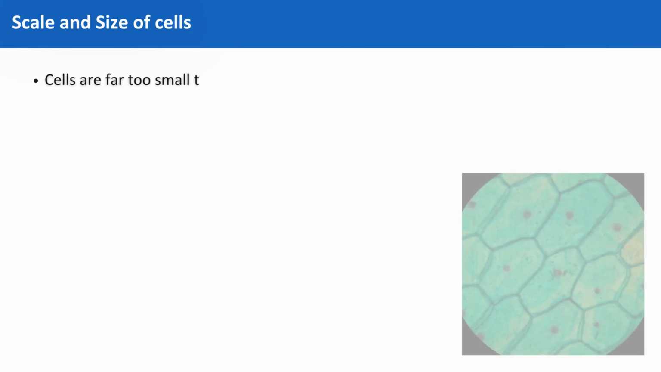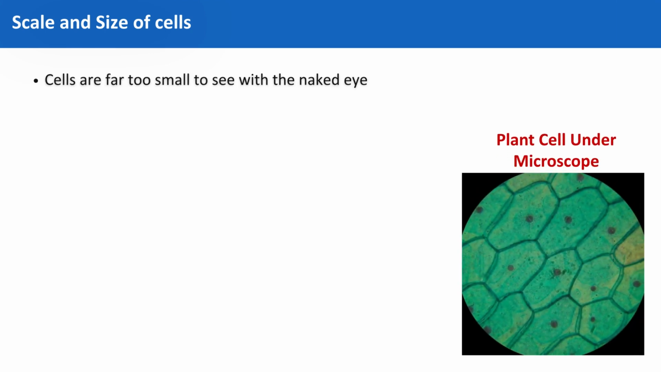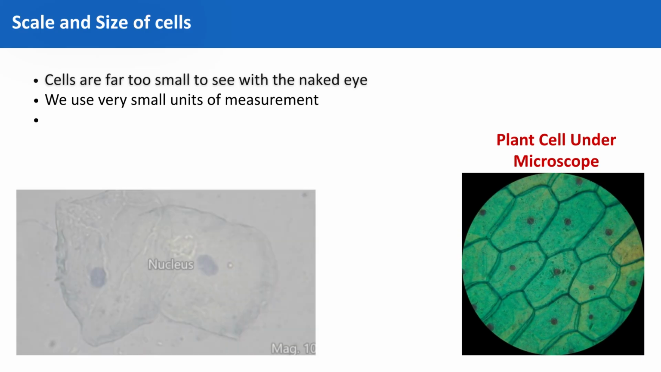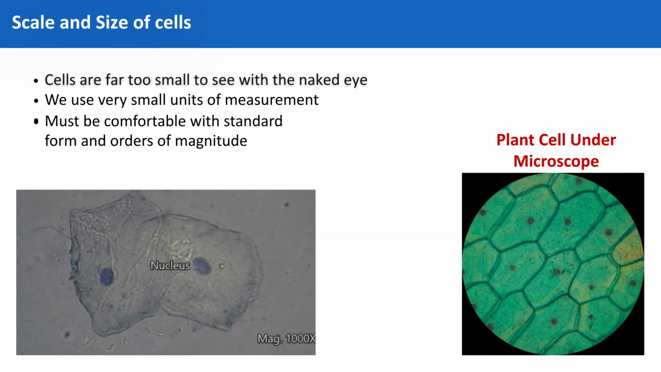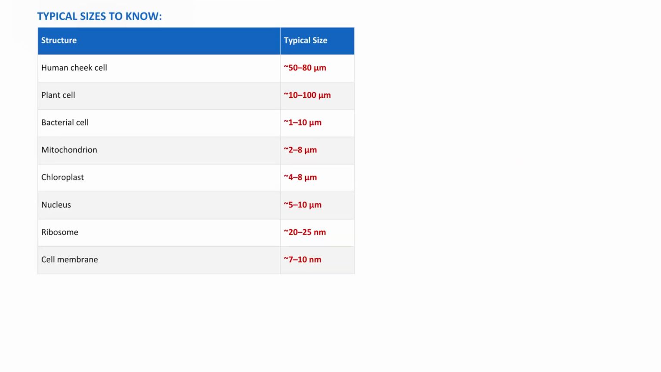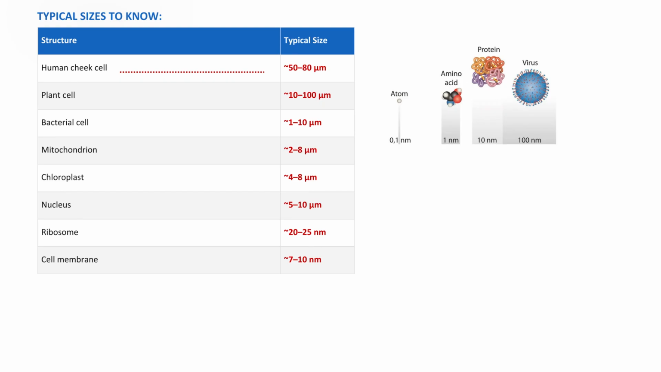Cells are far too small to see with the naked eye. We need to use very small units of measurement. The most common unit for cells is the micrometer, and it is written as µm. A human cheek cell is about 50 to 80 micrometers. A bacterial cell is much smaller, only about 1 to 10 micrometers.